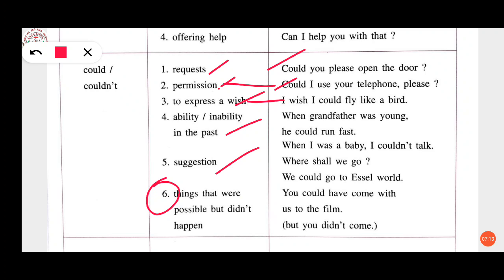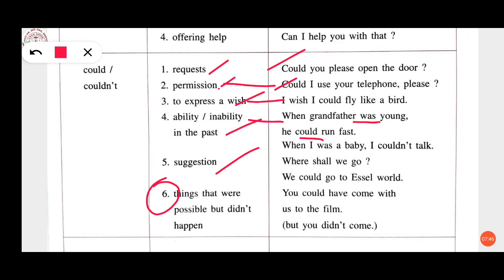Fourth one, ability and inability, that is in the past, not in the present. If we want to tell in the present, we will use can or cannot. But for ability and inability in the past, what do you have to use? When grandfather was young, he could run fast. "Was" we are using, it means this is in past tense. When grandfather was young, he could run fast.